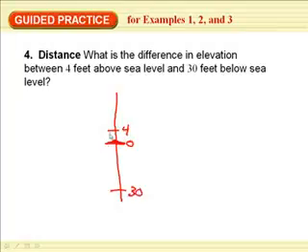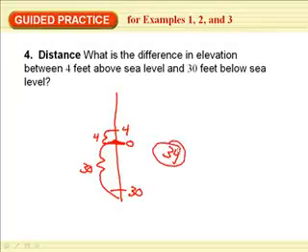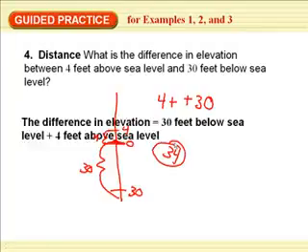So what I do is I go, okay, from here to here, there's 4. From here to here, there's 30. What is that all together? 34. So what's the difference in elevation? It would be 34 feet. Now what they want you to do is write a subtraction problem. 4 minus negative 30, and then you boom, boom those, and you would come up with 34. I like to see pictures.